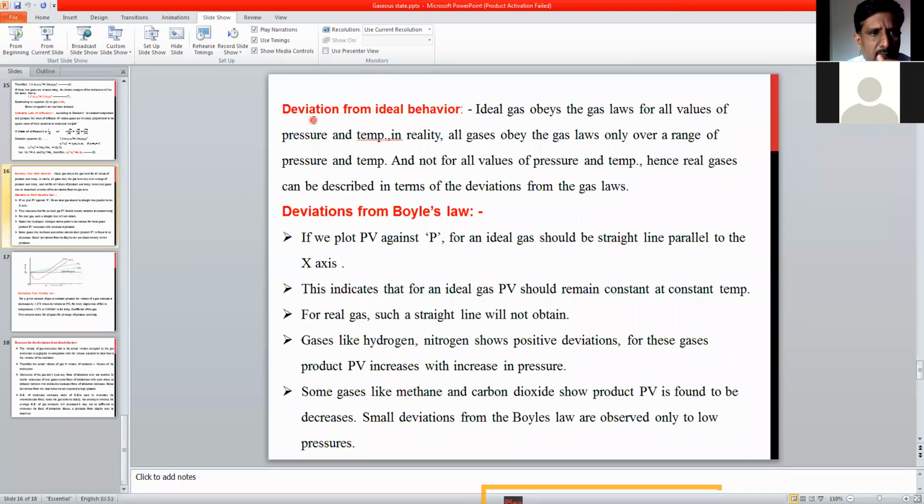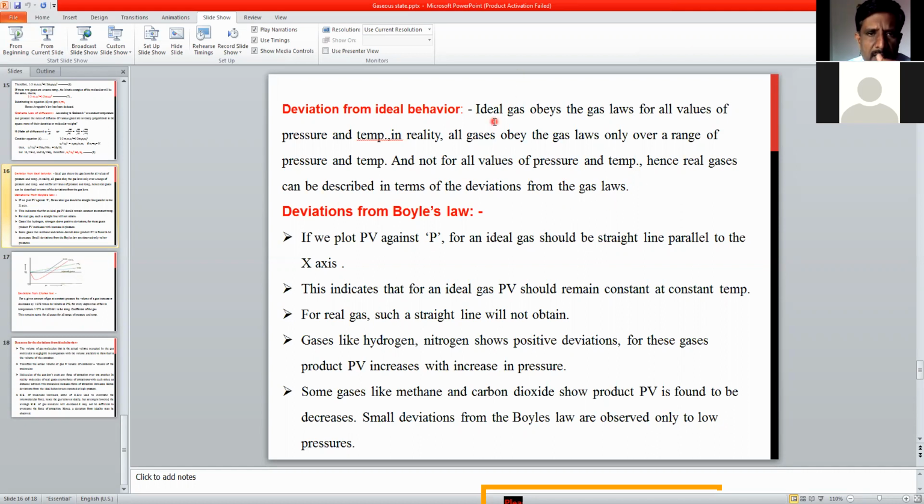Now we are moving to the next point, deviation from ideal behavior. Some gases are called ideal, some are called real gases. What is meant by real gases and ideal gases, and how or why is ideal behavior deviated by the gas molecule? An ideal gas obeys the gas laws for all values of pressure and temperature. In reality, all gases obey gas laws only over a range of pressure and temperature, and not for all values. Hence, real gases can be described in terms of deviation from these gas laws.